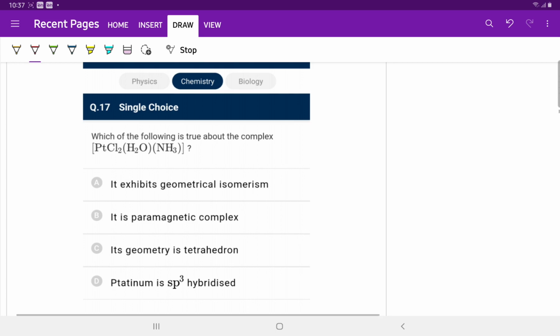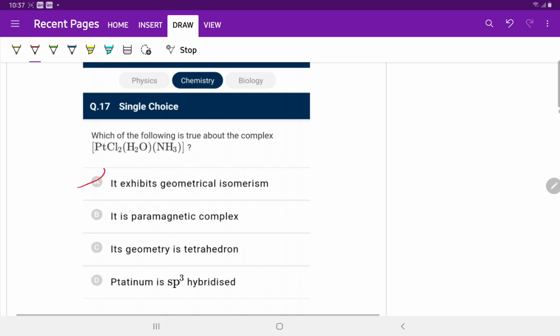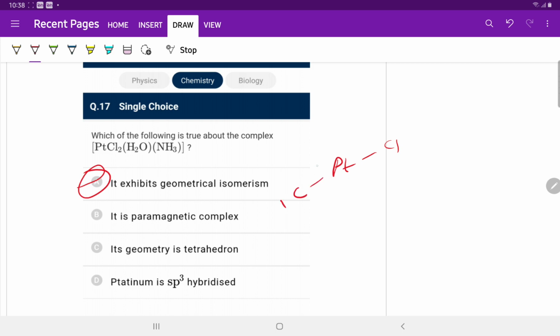Which of the following is true about the complex? The four coordination complexes of platinum are always square planar in nature and show geometrical isomerism. These are the geometrical isomers. Cl on 180 degree and ammonia and H2O are present on 180 degree, and the second one is if the Cl is present on 90 degree and NH3 and H2O are present on 90 degree.